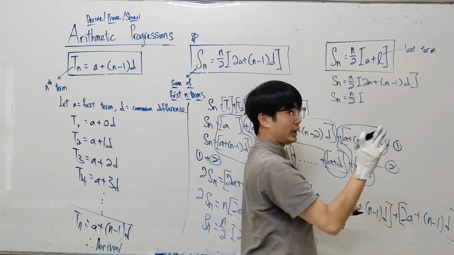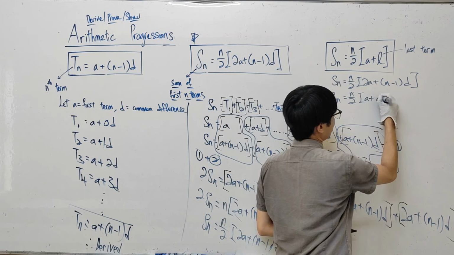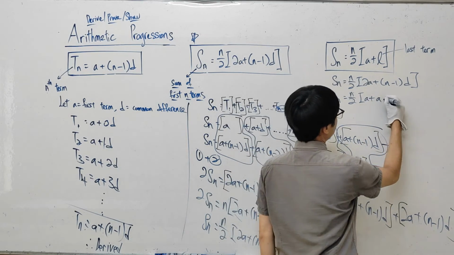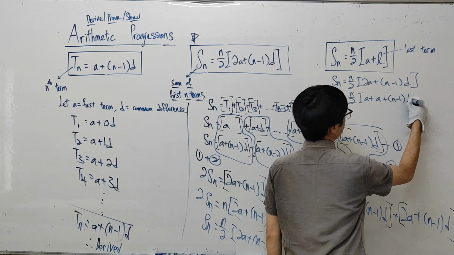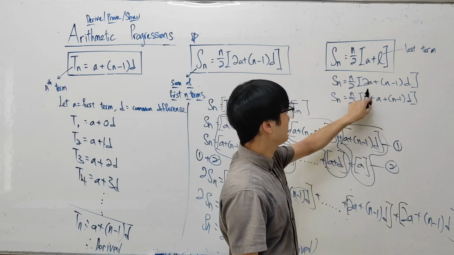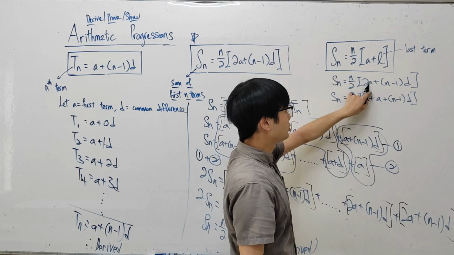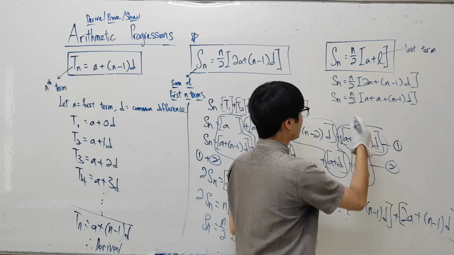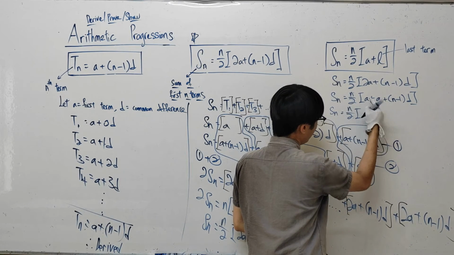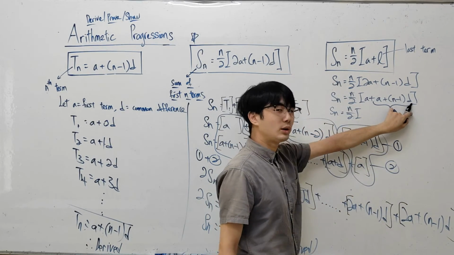How can we make the 2a become a? Okay, we can write it like this, a plus a. Right? Because a plus a is 2a, right? Okay, a plus a. And then plus n minus 1d. Okay? It means the 2a, I just separate it, becomes a plus a. Okay? And why I change the 2a to a plus a is because Sn can equal n over 2, and look at this. A plus n minus 1d.